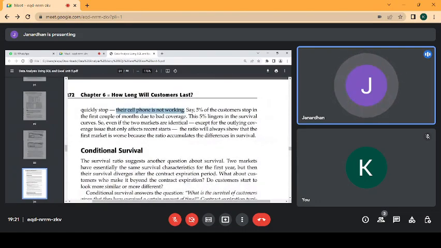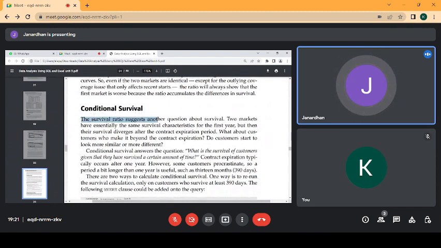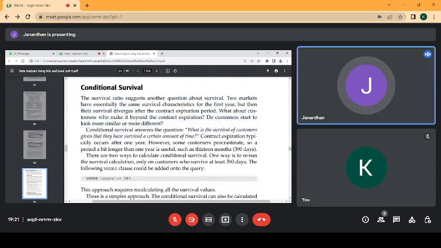Conditional survival. The survival ratio suggests another question about survival. Two markets have essentially the same survival characteristics for the first year, but then their survival diverges after the contract expiration period. What about customers who make it beyond the contract expiration? Do customers start to show similar differences? The conditional survival answers that. What is the survival of customers given that they have survived a certain amount of time?